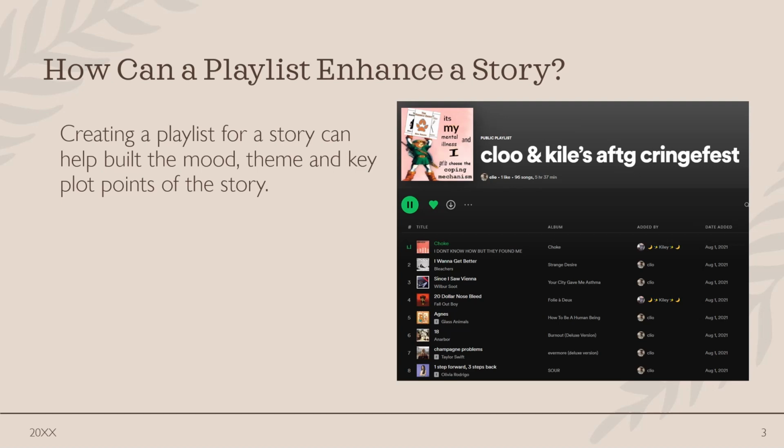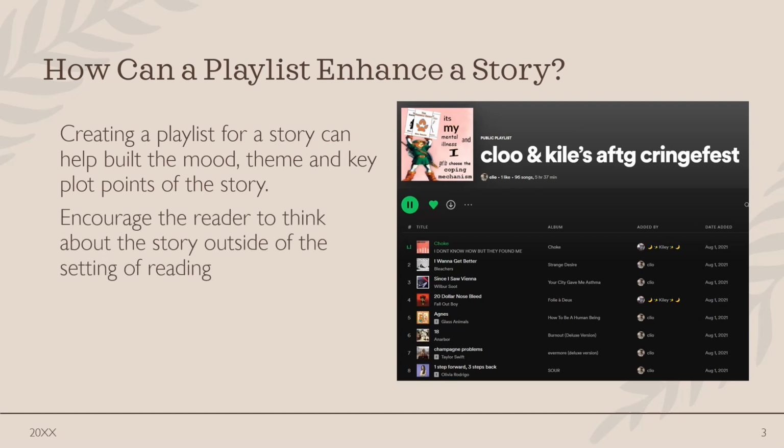It is a way for readers to think further about what you are informing them in scenes. It is a way to help viewers or readers think about every moment and not just the story as a whole. It really helps the reader put themselves into the character's shoes and think more about what the characters are doing and how they're getting to these points in their life. And it also encourages the reader to think about the story outside of the setting of reading or watching.